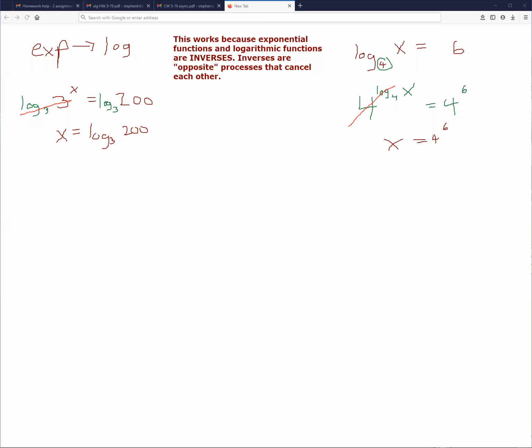So when we talk about writing these, this is logarithmic form, and this is exponential form. And this process here is how we go back and forth between them. So that's what we're going to be looking at. We're going to be addressing that.